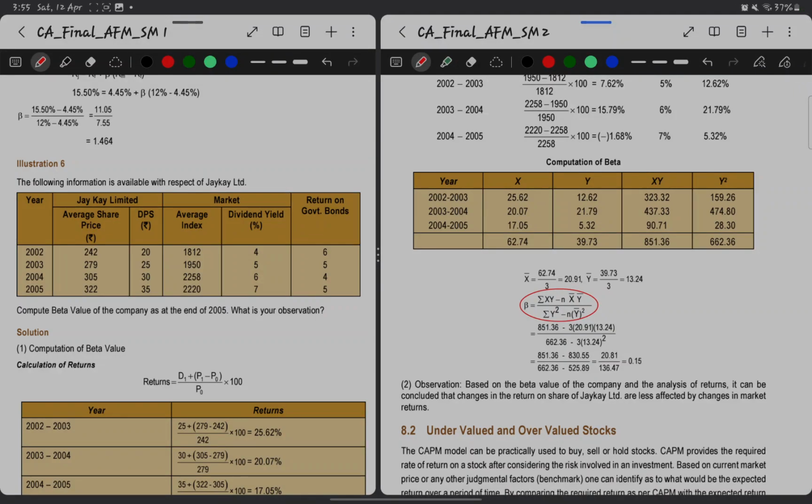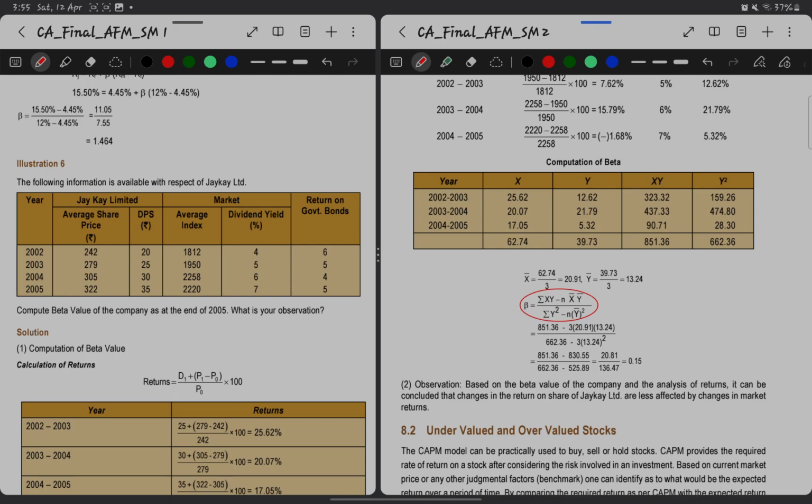Hi CA students, let's revise CFA and AFM Chapter 6 Portfolio Management Illustration 6. The following information is available with respect of JK Limited. The year is given, and JK Limited's average share price and dividend per share is given. The market's average index and dividend yield is given. The return on government bonds is also given.